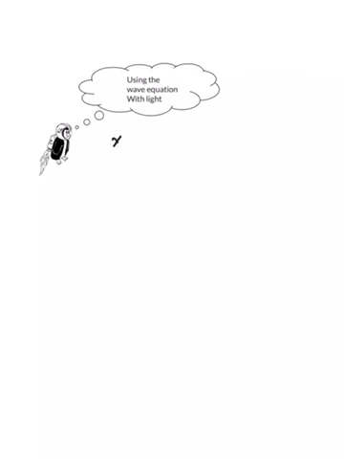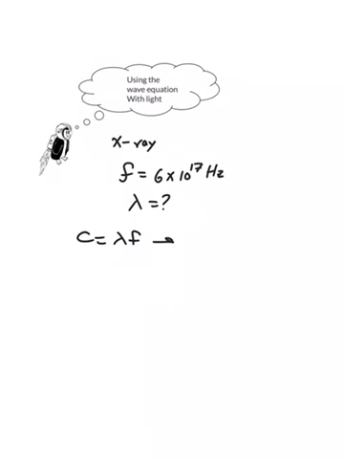An X-ray has been measured to have a frequency of 6 times 10 to the 17 hertz. We want to find what the wavelength of this X-ray is. So we have to take c is equal to lambda f, do some rearranging. Lambda is going to be equal to c over frequency.